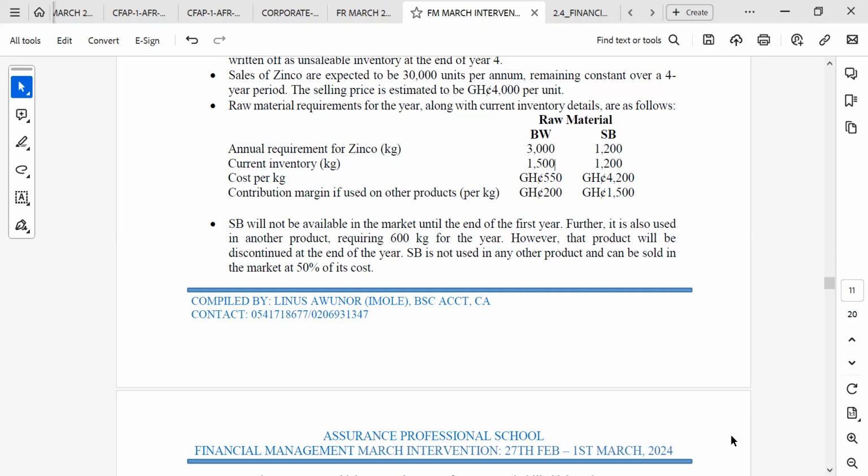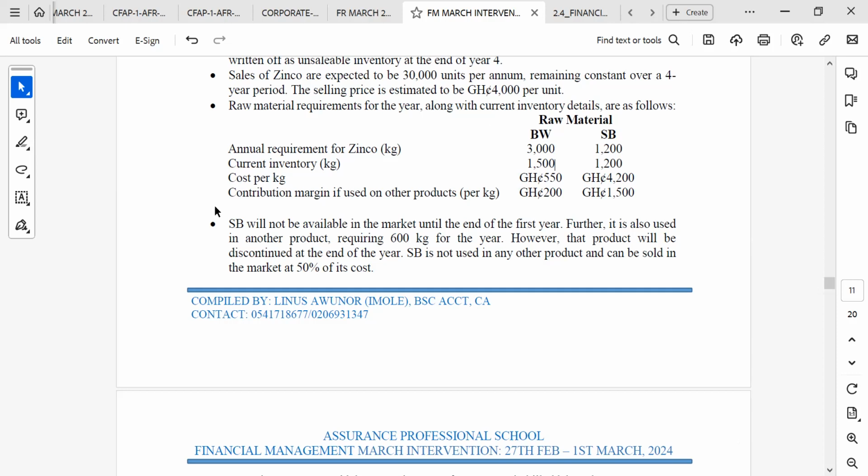So it means that we already have the 1,200, so we are not going to be paying. There's no cash flow arising from this particular purchase. We have purchased it already, and that will be treated as a sunk cost, unless the question says that it is a material that is in regular use. So if you use it, you have to replace it, so we use the replacement cost.